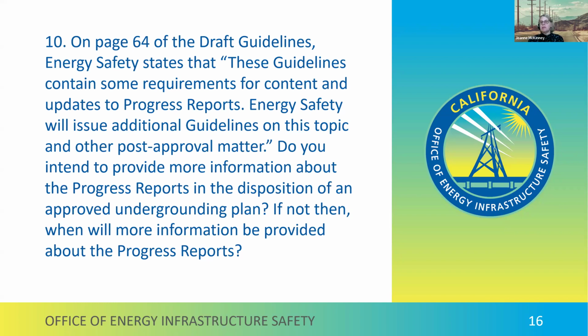So we are expecting two things to provide more information. One is this second set of guidelines that will govern the post-approval process, and some details on the progress report will be in there. But then for the individual plan, we will set more detailed requirements that are geared towards what that utility needs and what's appropriate there. And those will be developed out of Progress Report 0 and will be final in the approval.